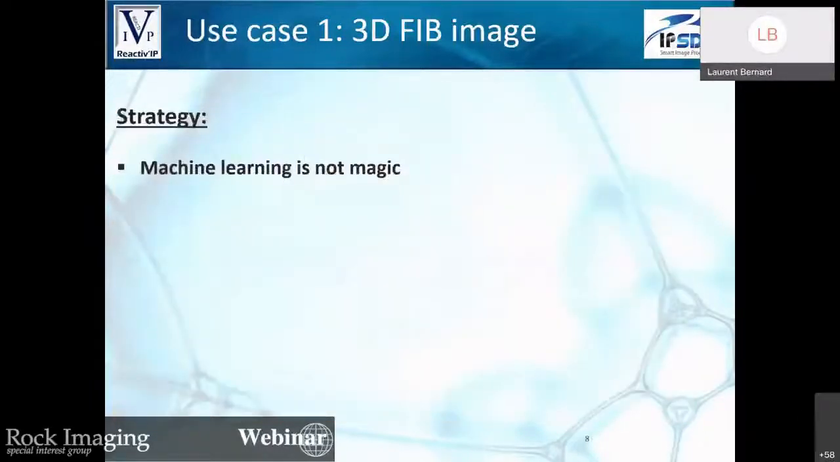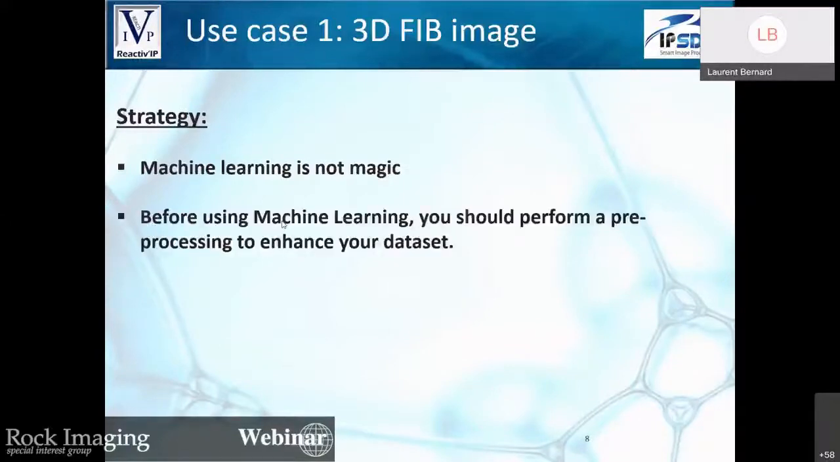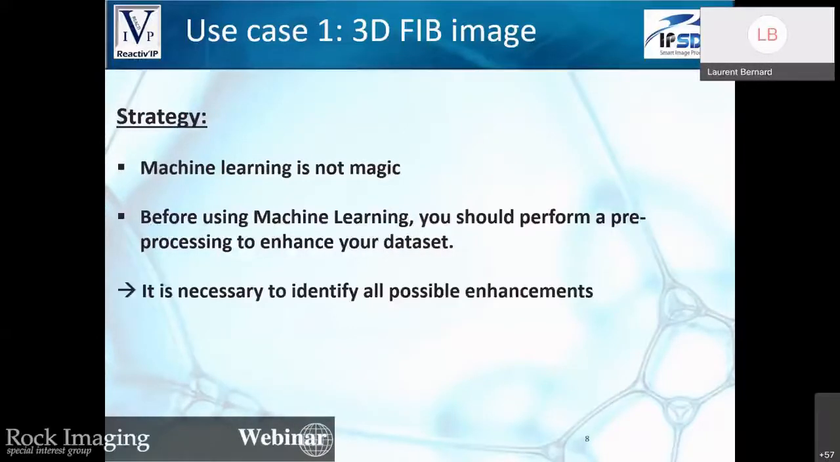So first of all, you must know, and I'm sure you know, machine learning is a very powerful tool, but it's not magic. There is no magic tool in image processing. So before using machine learning, you should perform pre-processing to enhance your dataset, and it's necessary to identify all possible enhancements before using machine learning tools.